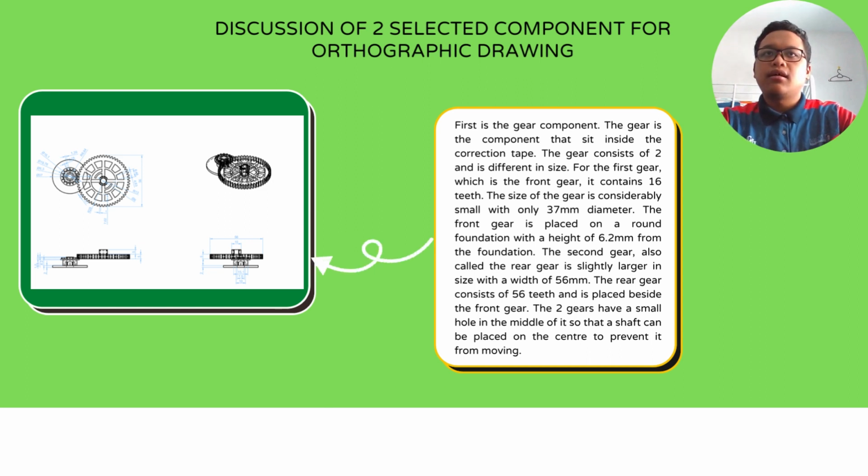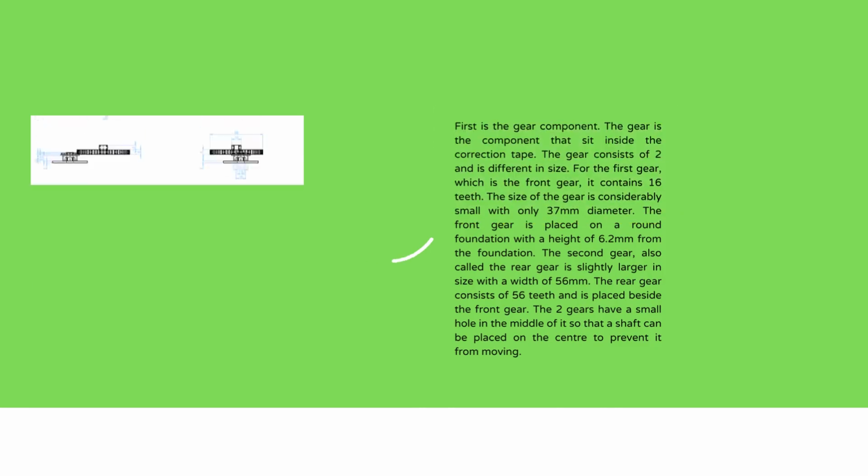The second gear, also called the rear gear, is slightly larger in size with a width of 56 mm. The rear gear consists of 56 teeth and is placed beside the front gear. The two gears have a small hole in the middle so that a shaft can be placed in the center to prevent it from moving.